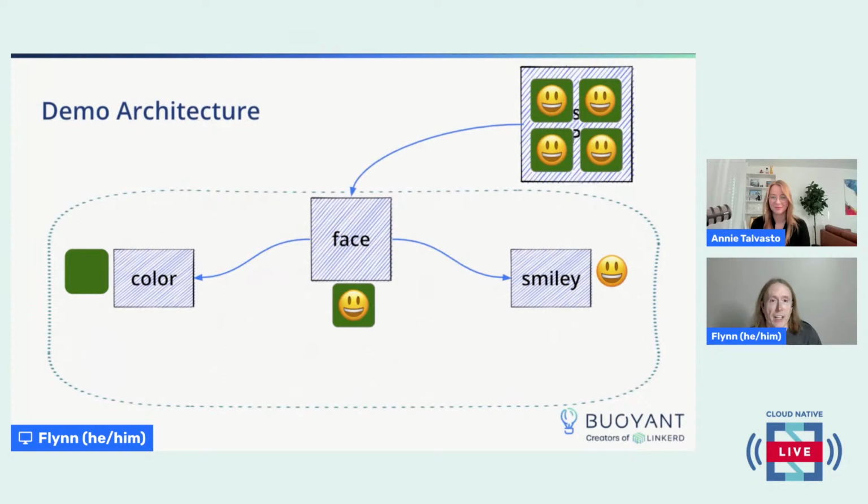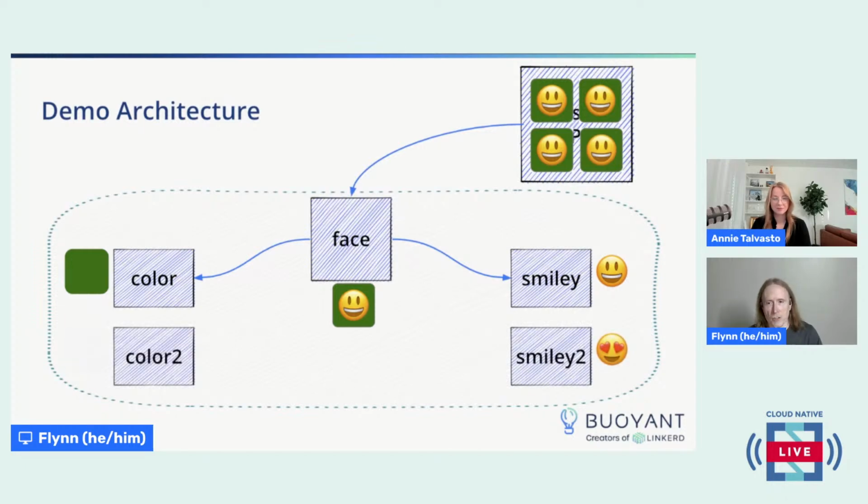Unlike many iterations of the Faces demo, in this one, we actually expect to see that from the start because we're not demoing reliability stuff. We're going to do a multi-cluster demo. It's also worth pointing out we do have a smiley2 workload, which returns heart-eyed smileys, and a color2 workload, which returns the color blue.